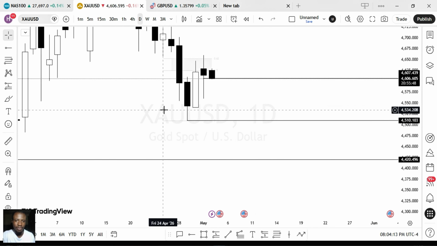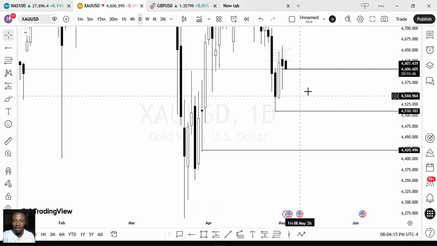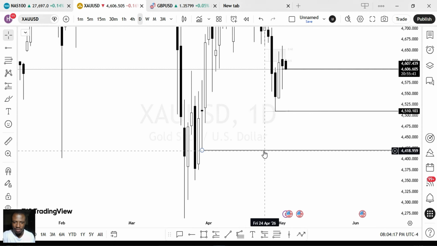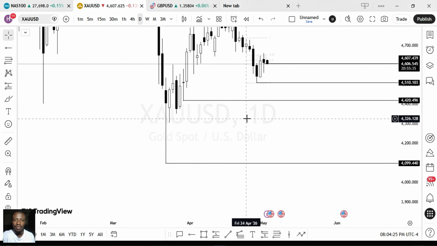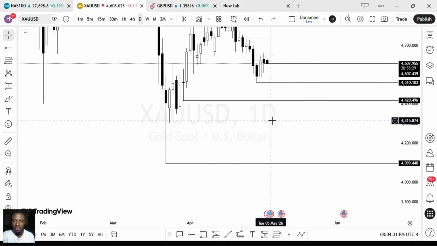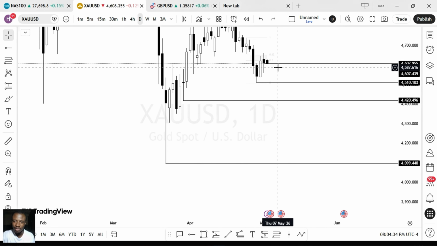So what are we looking forward to this week? We're looking for the continuation of this movement to the downside. This low will be taken, this low will be taken, and ultimately this low will be taken. It might not happen this week, but we know that in recent times gold can make explosive movements that can exceed expectations. So we don't know what's going to happen, and we're just going to follow the market just the way it is trading right now.